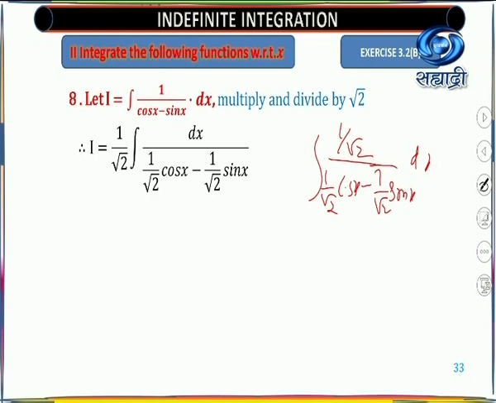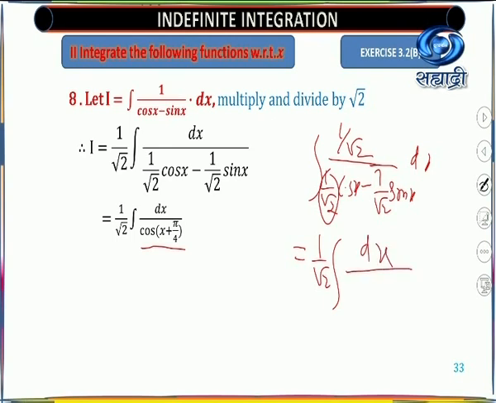Okay, now here it is nothing but the 45-degree angle. So you are able to multiply by root 2 and this will get simplified automatically. If you simplify this, look here, you will get the compact answer. This 1 upon root 2 you take outside, and you are left with dx upon 1 upon root 2 cos x minus 1 upon root 2 sin x. So you will write this as cos x cos pi by 4 minus sin x sin pi by 4. This is an expansion of cos of a plus b.